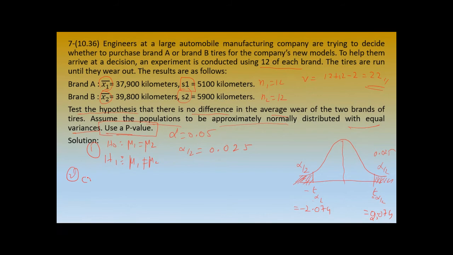So this is step 1. Second step, critical region. Critical region is t less than negative 2.074 or t greater than 2.074. This is our critical region, either the left extreme or the right extreme, isn't it? Okay. Now calculate the t value.